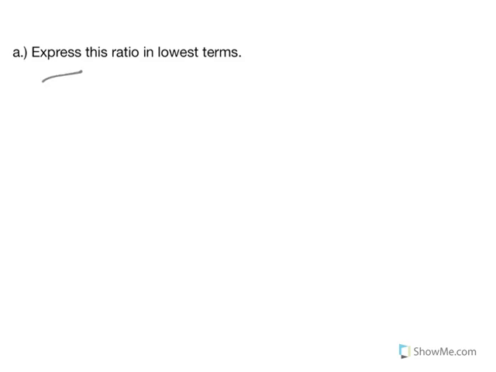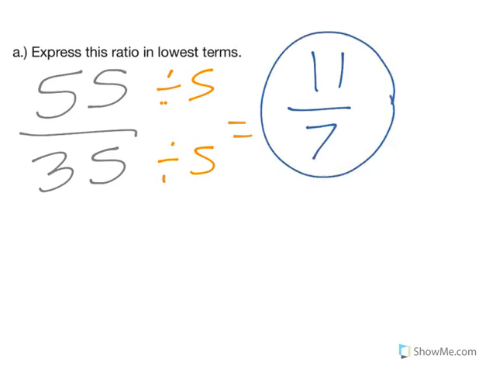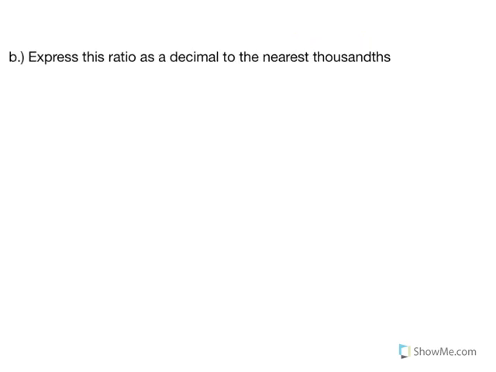We have 55 cucumbers to 35 oranges. If you look at that as a fraction, you see the numerator and denominator are both divisible by 5. So if we divide the numerator and denominator by 5, we get 11/7. Those two numbers are relatively prime, and therefore we cannot reduce any further. So at lowest terms, we have 11 cucumbers to 7 oranges.